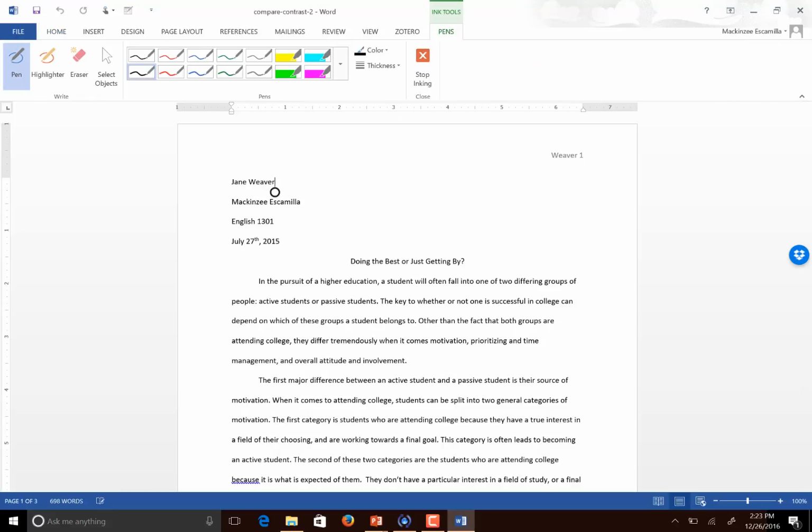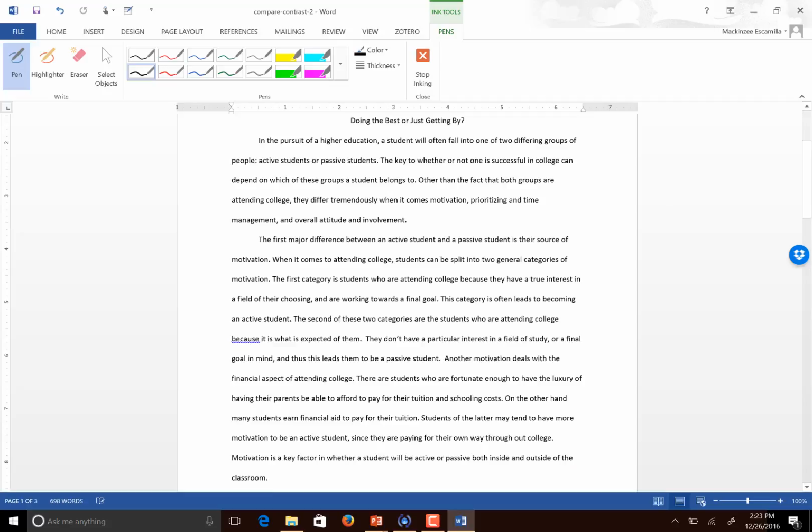And so our writer here tells us in the very beginning, in the pursuit of higher education, students will fall into one of two different groups of people. And then she tells us here what our topics are. Active students versus passive students. Okay, we're going to talk about those two groups. Other than the fact that both groups are attending college, they differ. So she's going to talk about how these groups are different when it comes to motivation, prioritizing time management, and overall attitude and involvement.